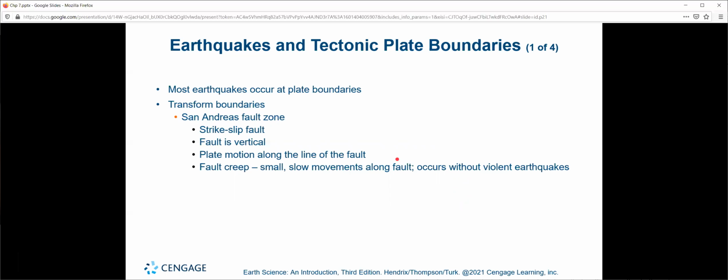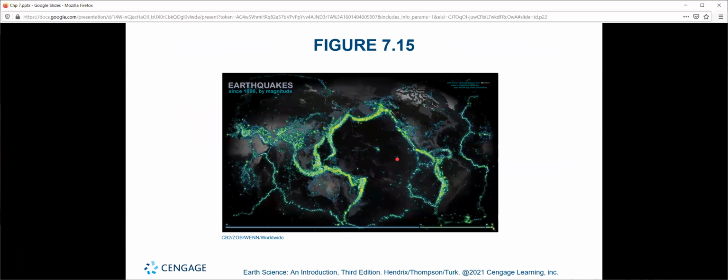Not every time a plate moves do you have an earthquake, though. That's pretty obvious, right? We have something called fault creep, the small, slow movements along faults that occur without violent earthquakes. If you want to get super technical about it, earthquakes happen literally all the time. But earthquakes usually release such low energy, ones, twos, what have you, that you don't notice them. You have tens of thousands, hundreds of thousands of earthquakes going on all the time as these plates are slowly grinding and moving and jostling with each other.